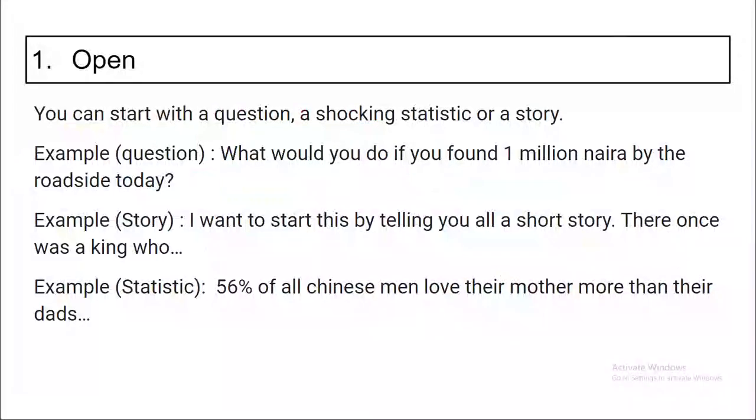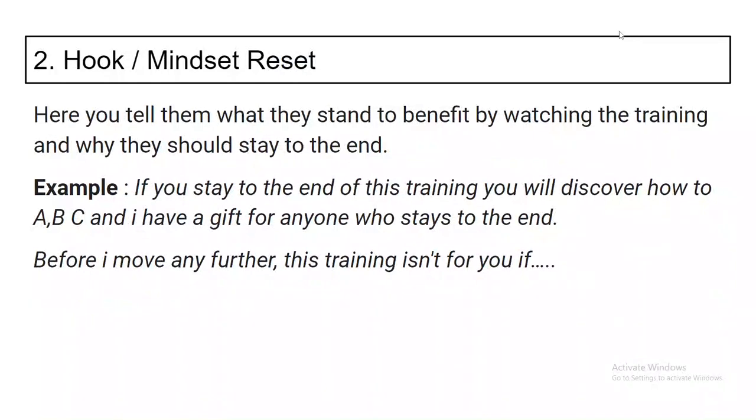All right, so let's go back. Now, you can use the hook slash mindset. This is number two. Basically, your hook is where you tell them what they stand to benefit by watching the training and why they should stay to the end. So here's an example. If you stay to the end of this training, you will discover A, B, C, D, and I have a gift for everybody that stays to the end.